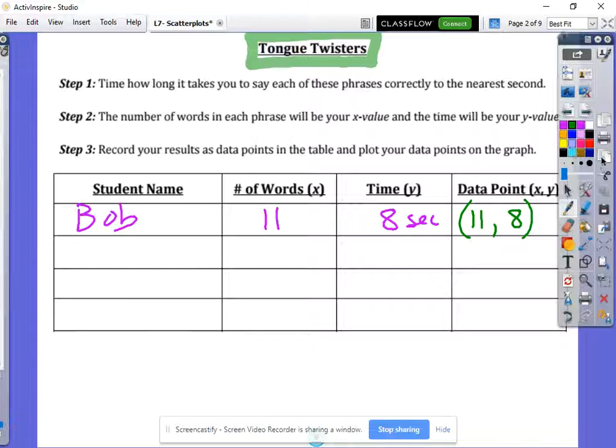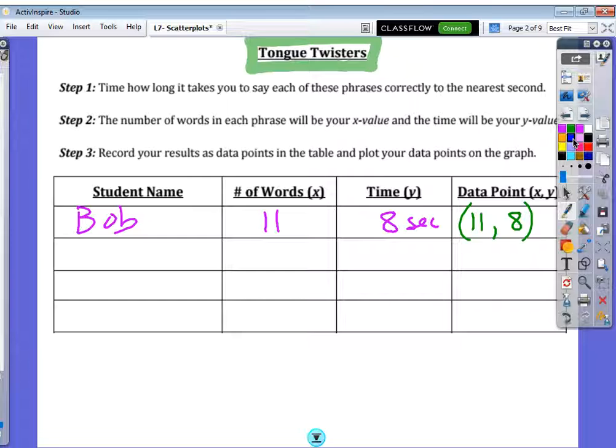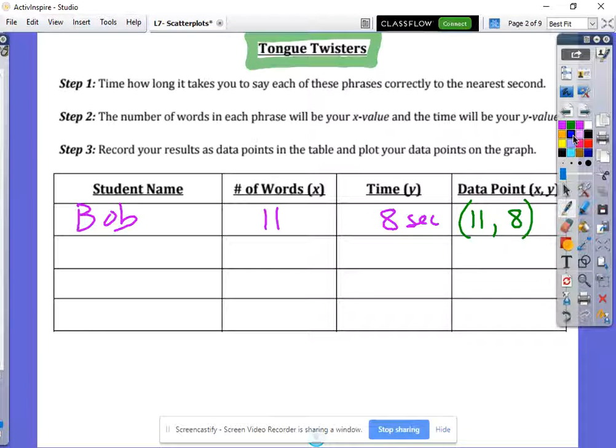Okay. So you would do that for Bob a couple more times because there's a couple more tongue twisters. You would then do that for your friend Kiara. You would then do that for your friend Jason, whoever is in your group. You would do a couple of them for each person. So eventually you want to have maybe 7, 8, 9 different points that you're graphing. Okay. So you would get a whole bunch more points here.